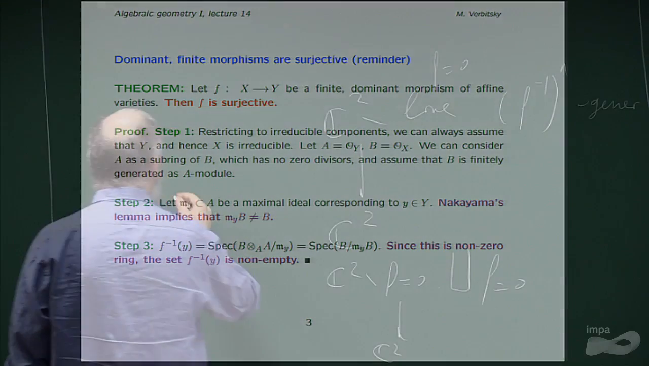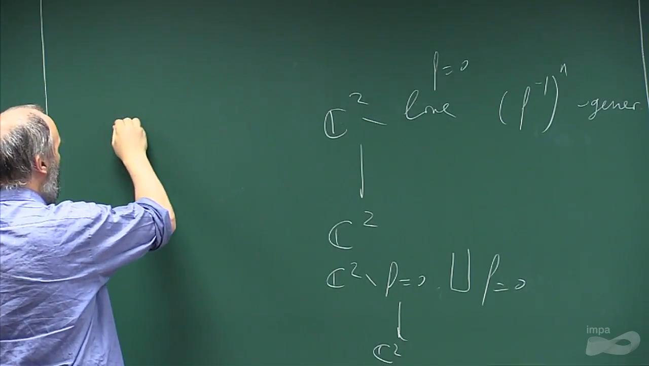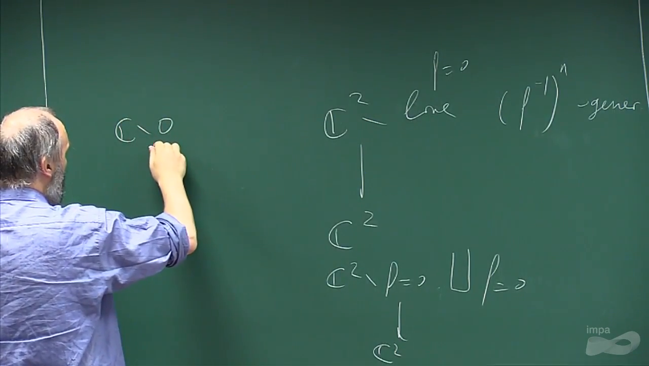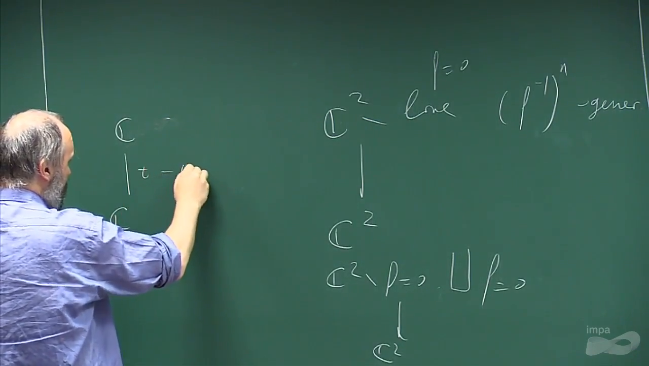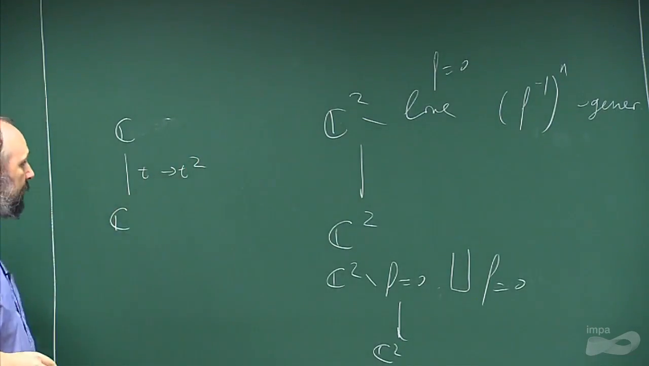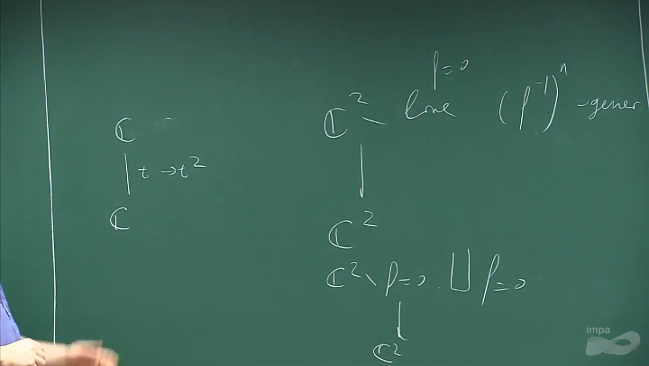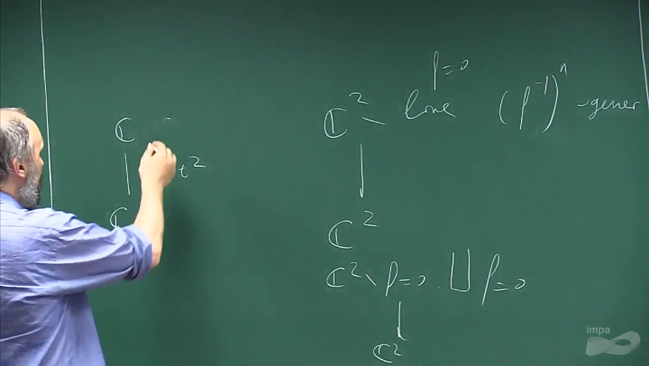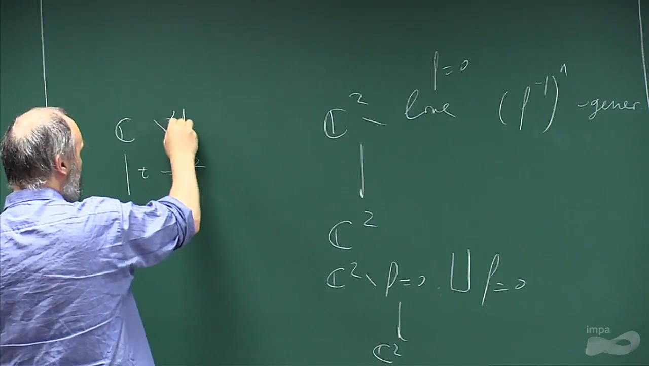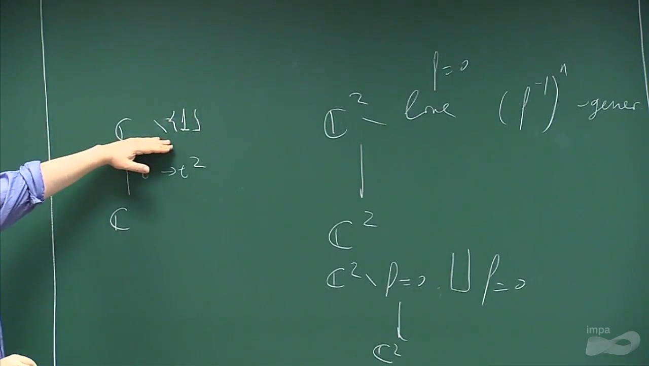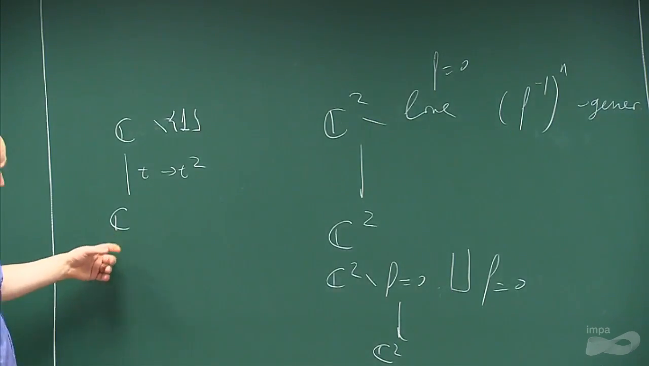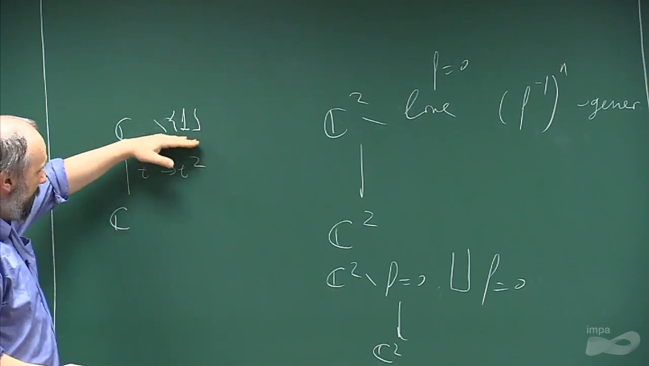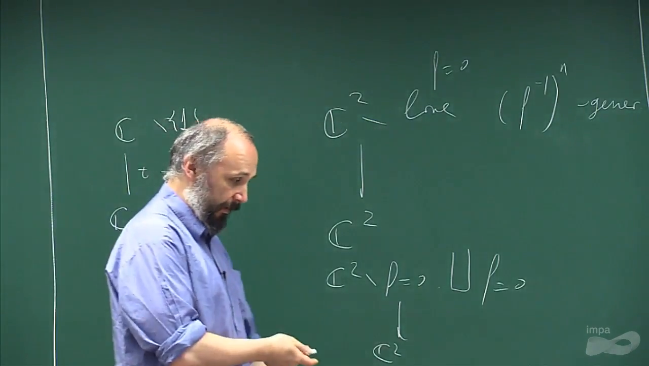Okay, let's do it for an irreducible case. So you have a map C, or just C, mapped to C, T goes to T squared. This is a double cover. Okay, and let's remove this 1, just a point. This is still an affine variety, and the preimage of each point is non-empty because the preimage of 1 is plus minus 1. 1 we removed, but the rest is there.